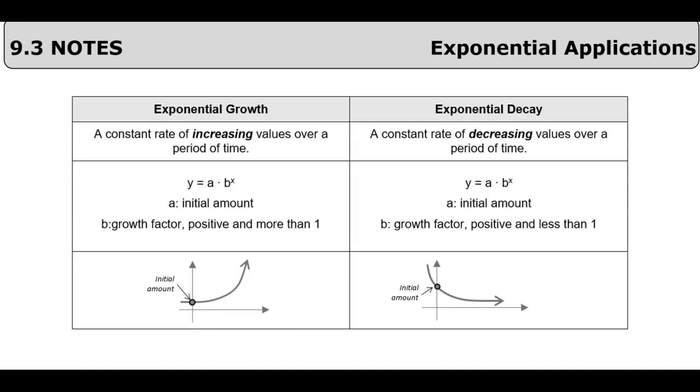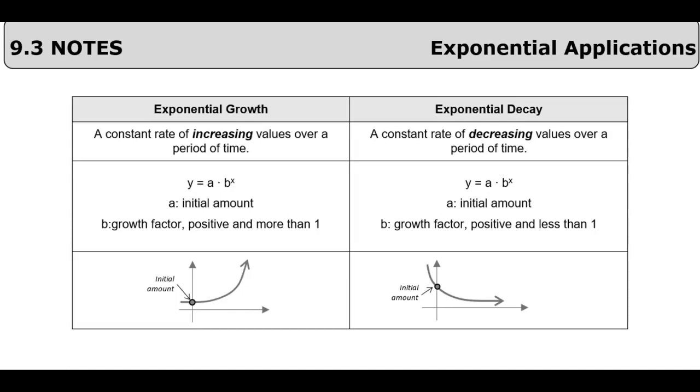9.3 notes. This slide is everything we've already talked about. So you should already know that exponential is increasing values over a period of time at a constant rate. A times b to the x. A is the initial value, and b is the growth factor if it's greater than 1. So like 2, 1.5, whatever. Okay? And you can see what it looks like. This is growth. It goes up to the right in a curve.